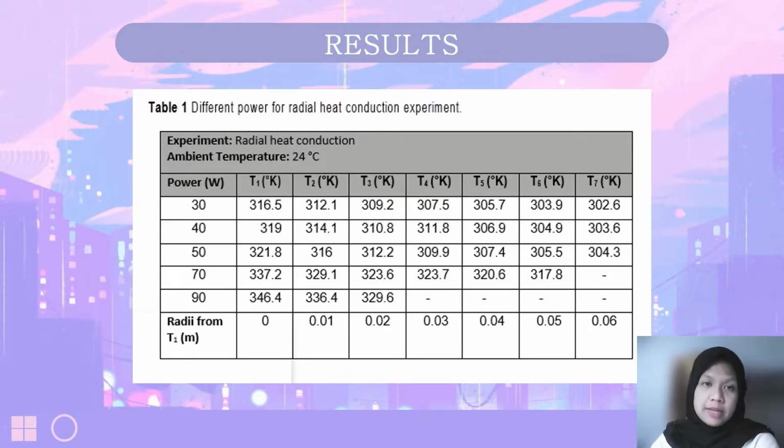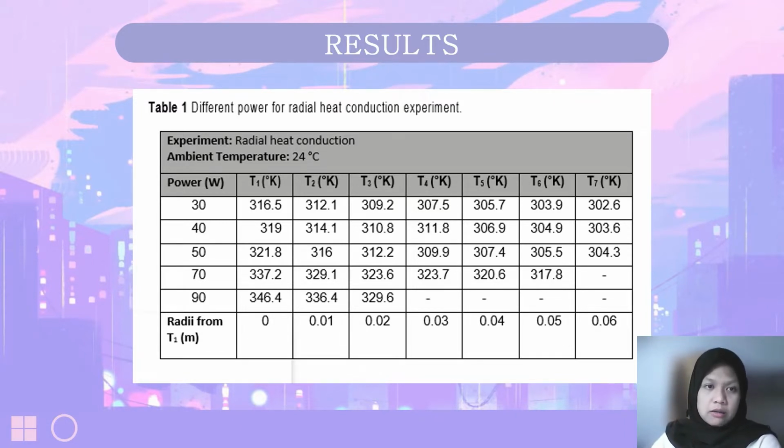Okay, I'm going to present the result for ambient temperature 24 degree. As you can see, we already collect the data from temperature 1 until temperature 7. We already convert to Kelvin unit, and we collect all the temperature for 5 power, which is 30 watt, 40 watt, 50 watt, 70 and 90 watt. For T2, we already selected from value 0 until 0.06.